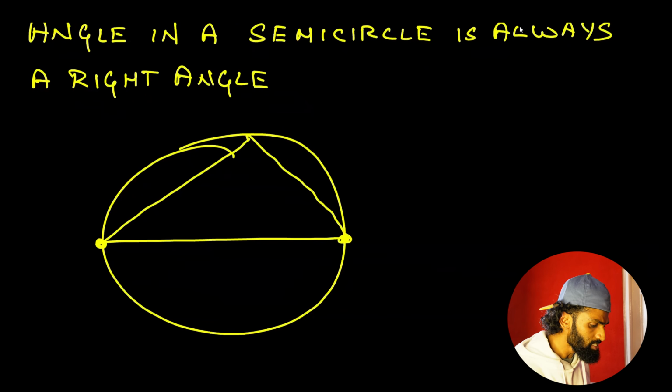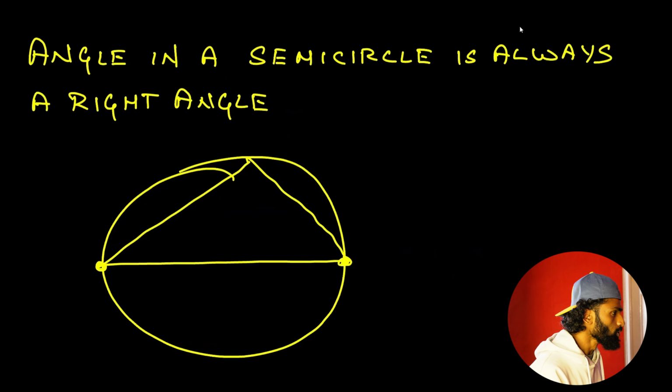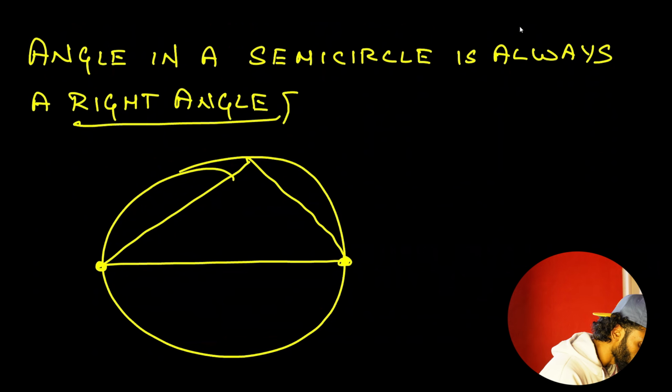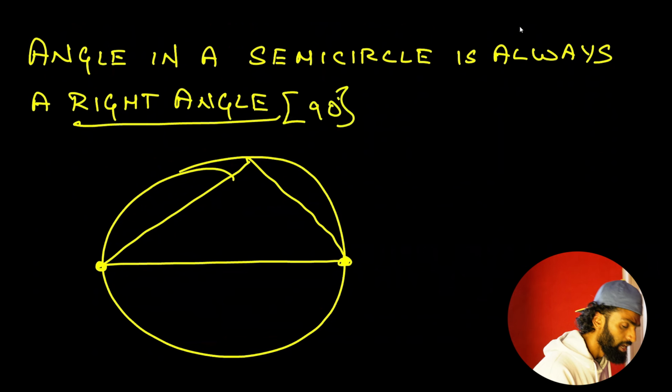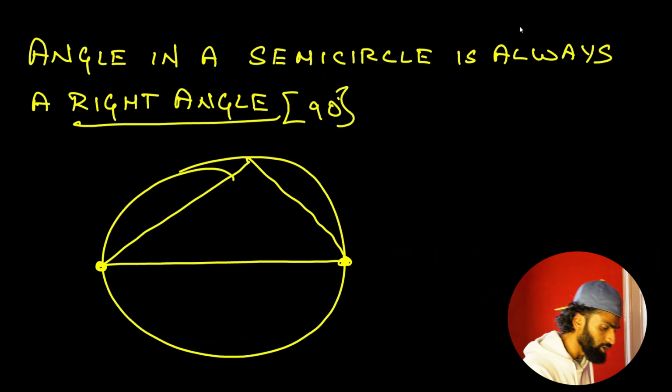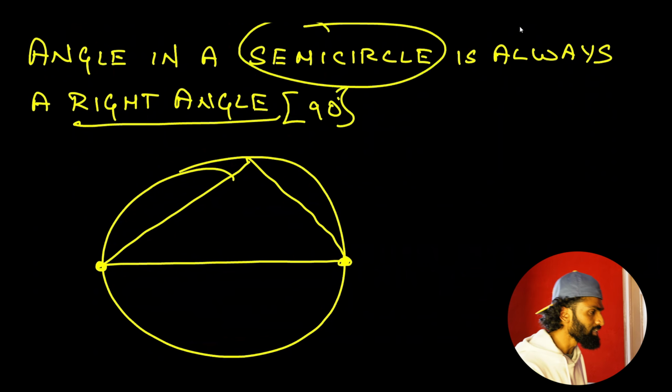The only catch here is they've used a fancy word here. They've used "angle in a semicircle is always a right angle." I'm pretty sure at this point you guys know the value of a right angle is 90 degrees. I'll prove it to you as to how it is 90. But before that, the most important word here is semicircle.